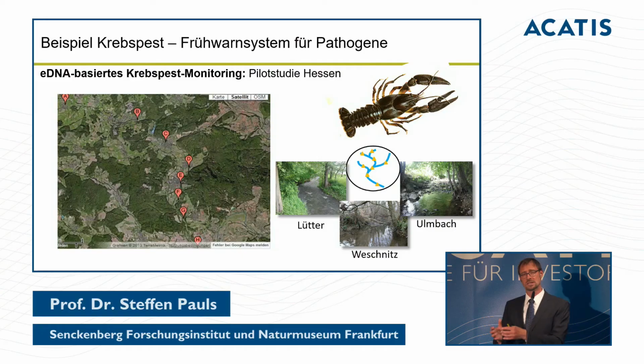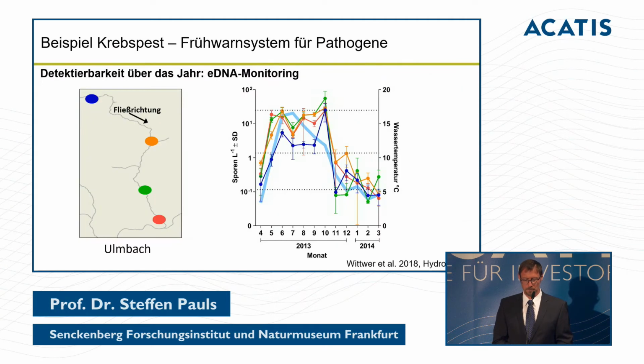And the colleagues from Senckenberg, Gelnhausen, for environmental protection, have a warning system for these pathogens. They did a pilot study in Hesse. It's near the region of Frankfurt. You maybe know that region. And through probes and visual probes, and with the eDNA, they tried to analyze the animals.